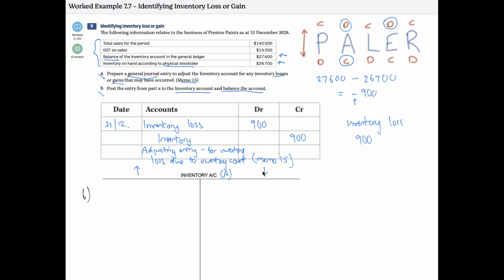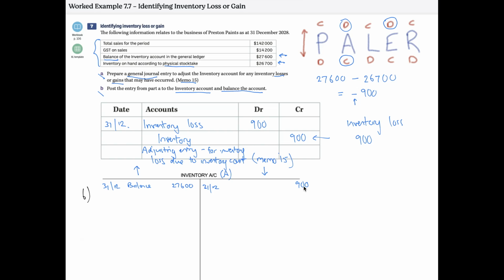Now there's not a heap of information to put in here, that we don't have specific sales or specific purchases, but we do know that we believed our balance was $27,600. But we know the accurate amount is $26,700, and we have been told to credit our inventory ledger, credit being right. We know that this happened on the 31st of December. So we're going to write $900.